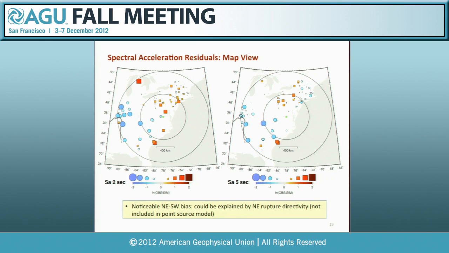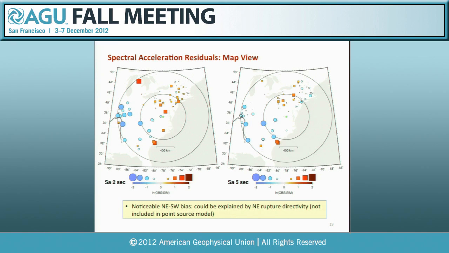If we look at this in map view, there's a very striking pattern that is apparent, and that is this northeast to southwest change in the character of the residuals. And it's very strong here at 2 seconds period, where the motions in the northeast are underpredicted and the motions to the southwest are overpredicted. There's a hint of that here at 5 seconds.